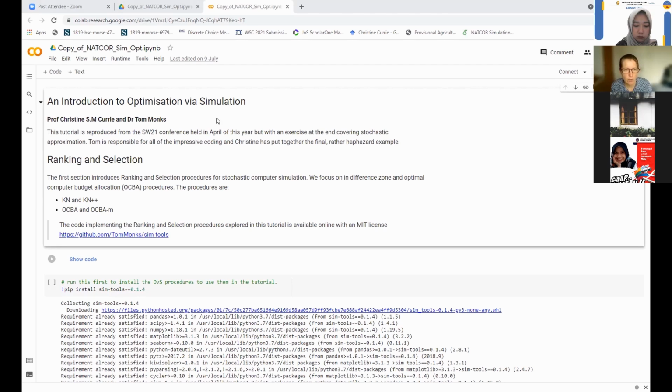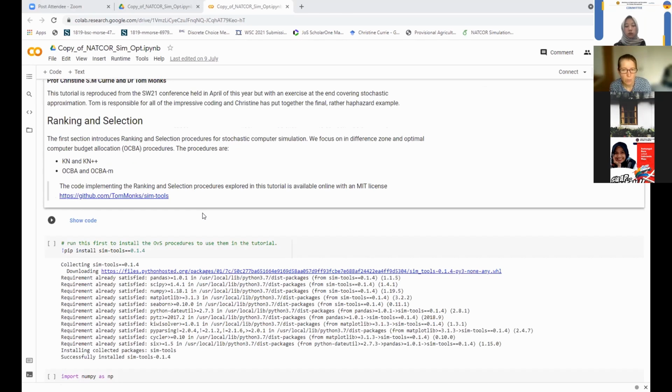So an introduction to optimization via simulation. This is all written in Python, so it's a Jupyter Notebook, by myself and by Tom Monks, who's a lecturer at Exeter University in the UK. We put some of this together for a conference, and then I've added an example or two to it at the end. So ranking and selection is what we're doing at the moment, and I'll introduce these in the slides in just a moment: KN and KN++ and OCBA and OCBA-M.